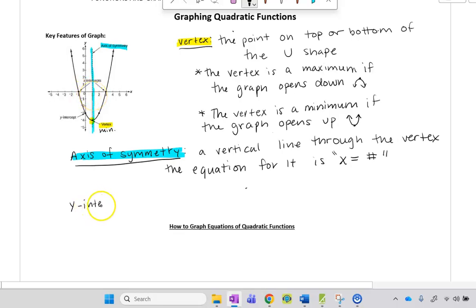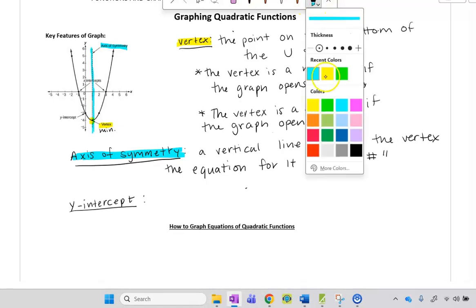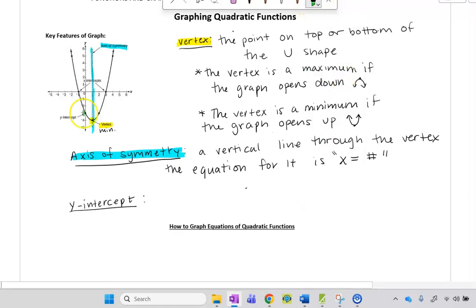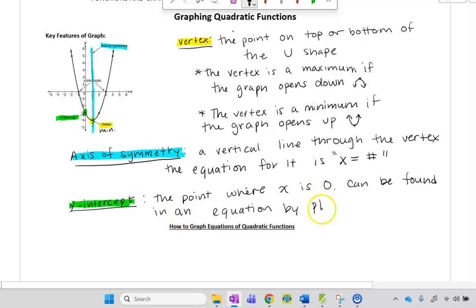Your y-intercept is going to be wherever the graph intercepts your y-axis. So in this case, it would be right here. And that is the point where x is 0. So it can be found in an equation by plugging in 0 for x.